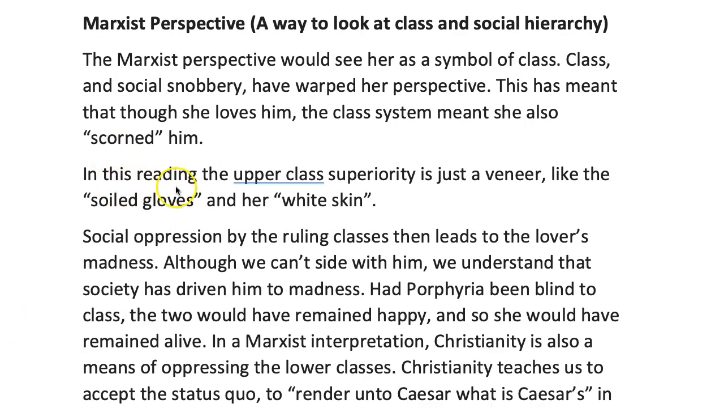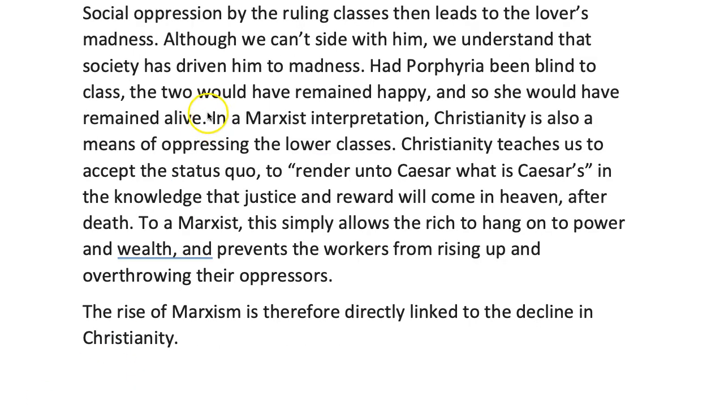So in a Marxist reading, the upper class superiority is just a veneer, like the soiled gloves and her white skin. They're just the facade, what's on the surface, but not what the real person is. Social oppression by the ruling classes then leads to the lover's madness. Although we can't side with him, we understand that society has driven him to this madness. Had Porphyria been blind to class, the two would have remained happy, and so she would have remained alive. So in the Marxist interpretation, she gets killed because she gives in to this terrible class system.